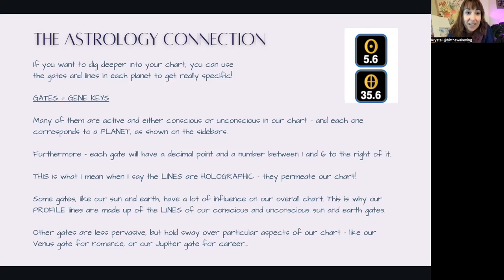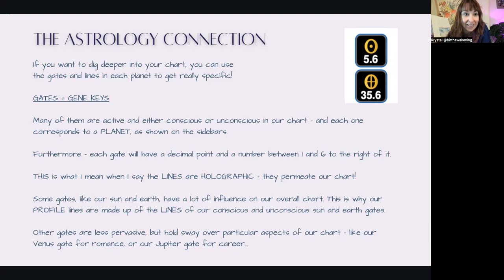So Gene Keys, there's 64 of them, which correspond to the 64 gates. And we have our gene keys represented in particular planets. So a higher level of looking at Human Design is to look at it through the planetary aspects that we would normally look at via astrology. And then we would check on the gate and line representation of each planet. So this is where I think it gets super fun, especially for astrologers, to figure out how to deep dive into their chart. So this is what I'm talking about.